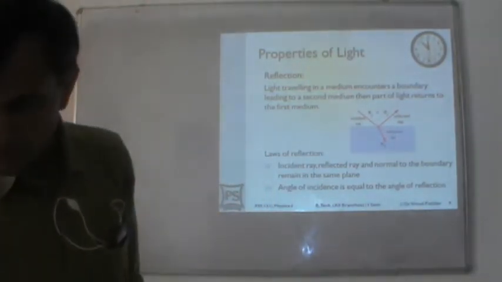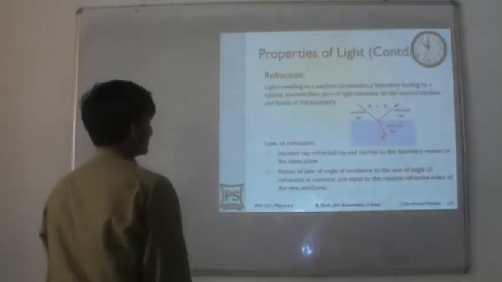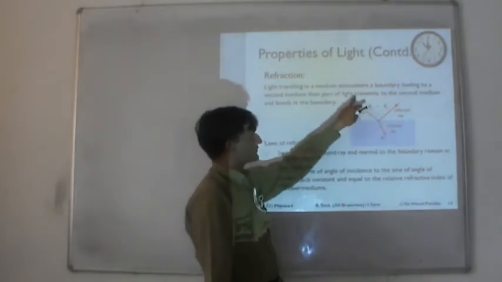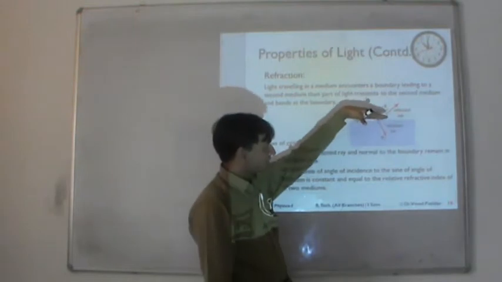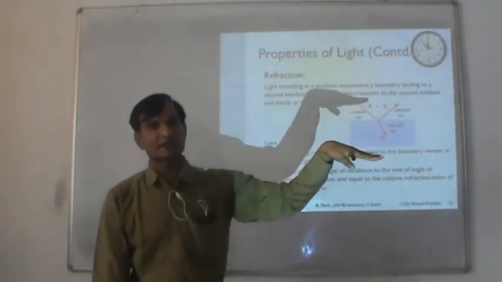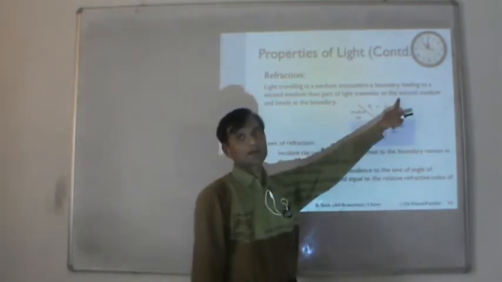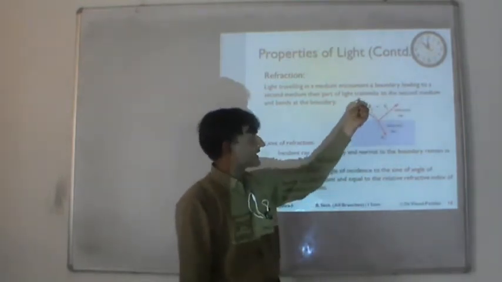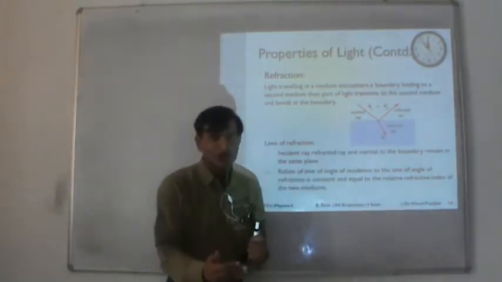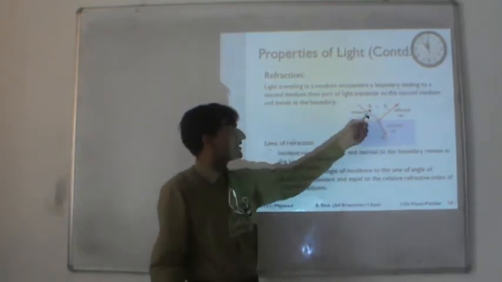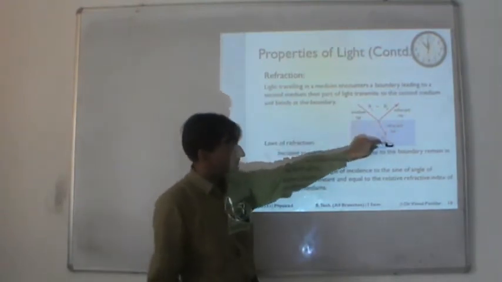Now there is another phenomenon which is observed in the same situation: refraction. When you make a light ray incident on a boundary between two different media having different properties, some portion of the light goes back to the same medium. But because energy is conserved, you cannot destroy energy; you can only convert it from one form to another, and light is also a form of energy. So when some portion of the light goes back into the same medium, the remainder goes into the second medium.